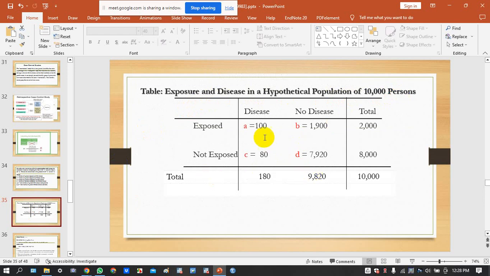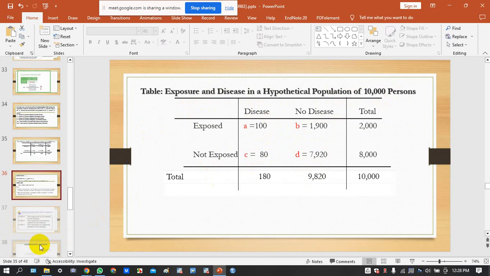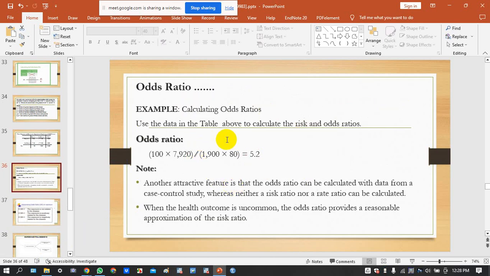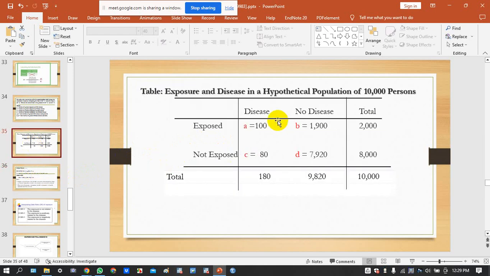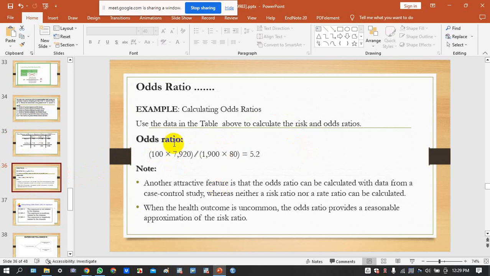So if you want to calculate the odds ratio, it will be 100 times 7920 divided by 80 times 1900, and that is what we are going to get as the odds ratio. So, odds ratio example: like I said, we have 100 times 7920 divided by 1900 times 80 to get 5.2.